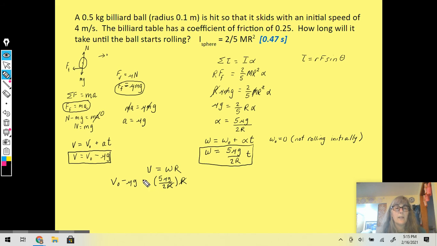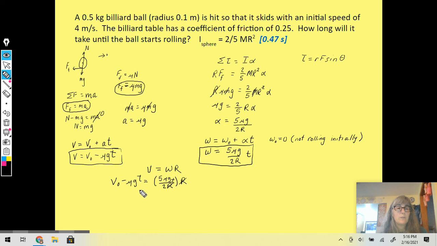And I left out a t, so let me erase and fix that. And this is going to be a t. So we've got v0 minus mu g t is equal to 5 mu g over 2r t times r. The r's cancel. Our next step is to solve for t.